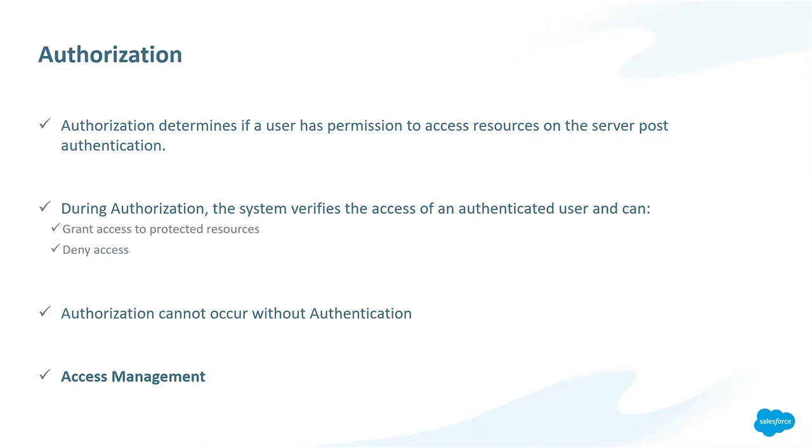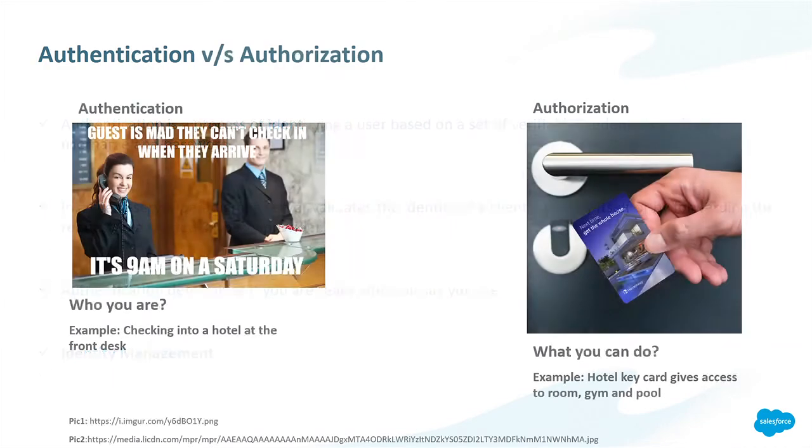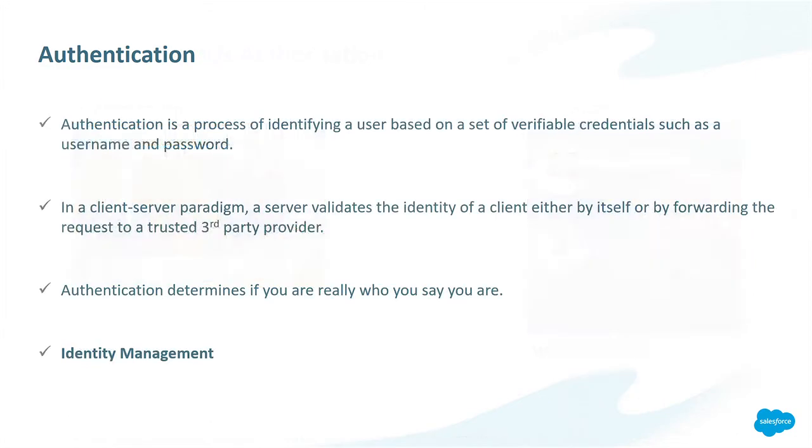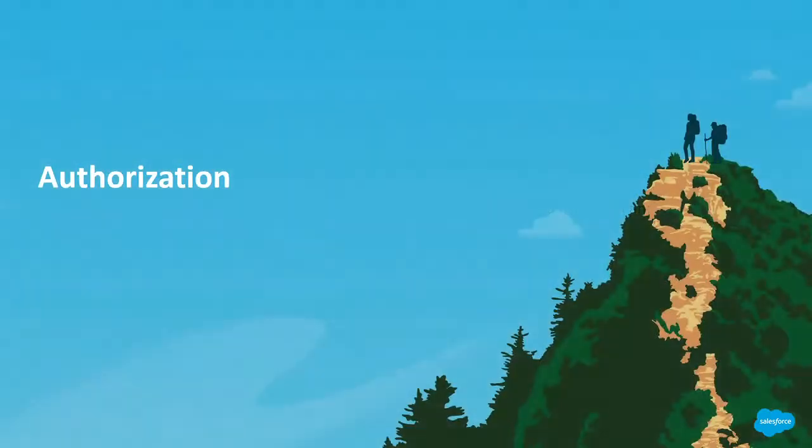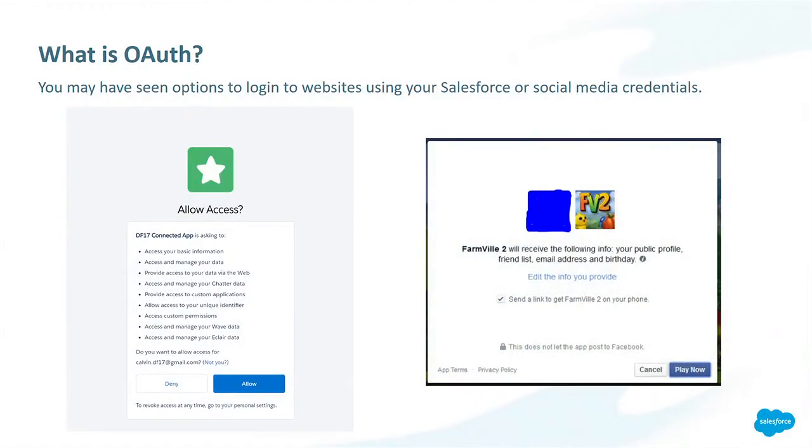This falls under the broader study of access management. So just to summarize, authentication once again is saying who you are, and authorization is saying what you can do once people have identified who you are. So with that in mind, let's move on to what authorization is, and we'll go on to what OAuth is.